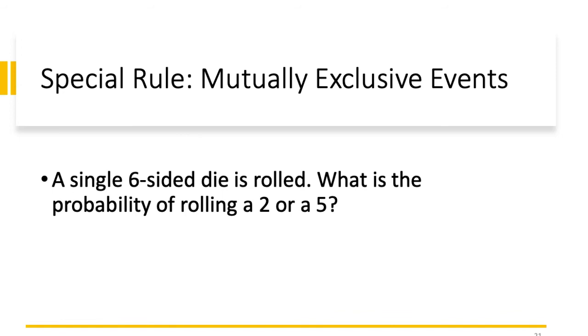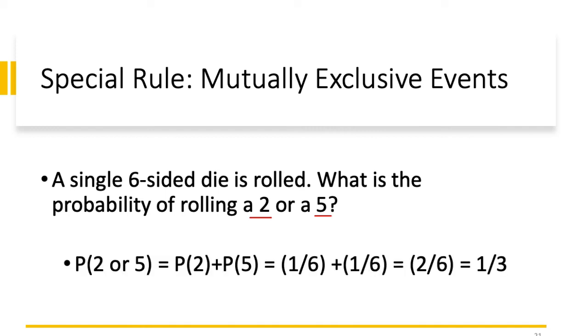One more example of our special rule of addition. We have a single 6-sided dice and it's rolled. What is the probability of rolling a 2 or a 5? We know these events are mutually exclusive because when you roll a dice, you can only see one outcome at a time. So to calculate the probability of 2 or 5, we take the probability of 2 plus the probability of 5. The probability of 2 is 1/6 plus the probability of 5 is 1/6, and the overall probability of rolling a 2 or 5 with our dice is 1/3.